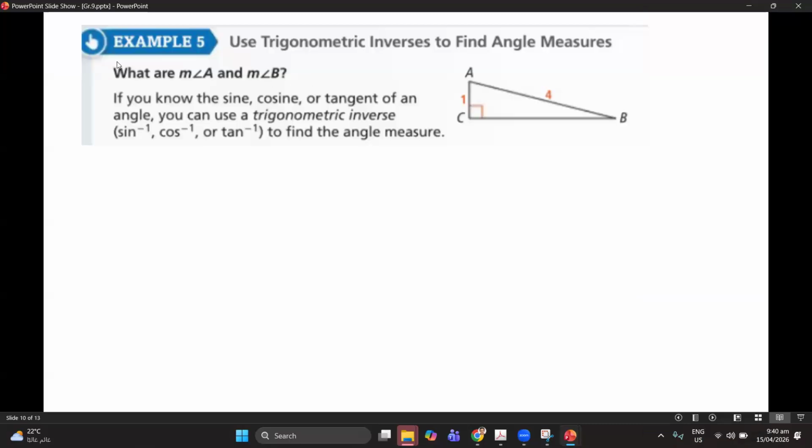Is AC the adjacent or opposite? Now what will I do? Here I have this triangle, and I ask you to find the measure of angle A. So I will first write for angle A. For this angle A here, what is the given? 1 and 4. What does the 1 relate to angle A? How does it relate to angle A?